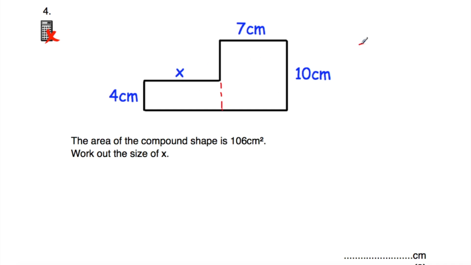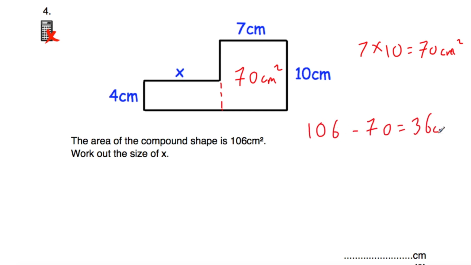Now the area of this rectangle, 7 multiplied by 10, is equal to 70 centimeters squared. So that means the area of this rectangle is 70 centimeters squared. Now, we know the whole shape is 106. So if we do 106 take away 70, that's equal to 36 centimeters squared. That means the area of this part, this rectangle here, would be 36 centimeters squared.